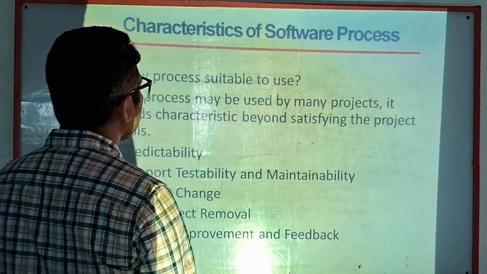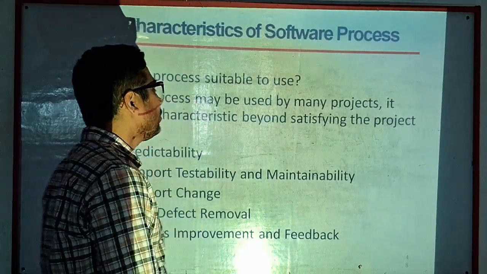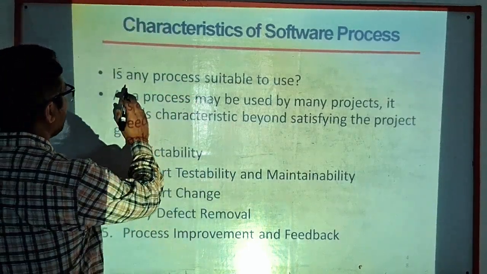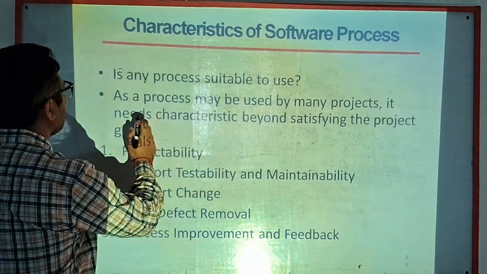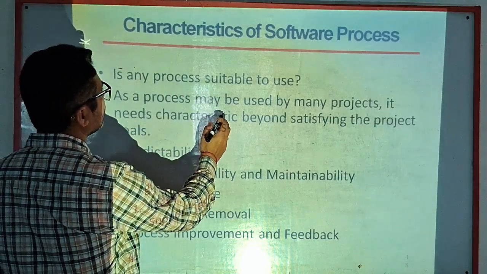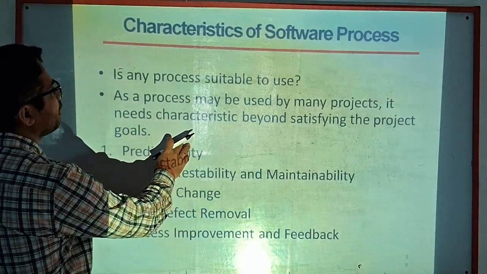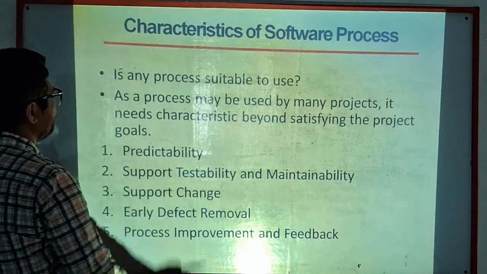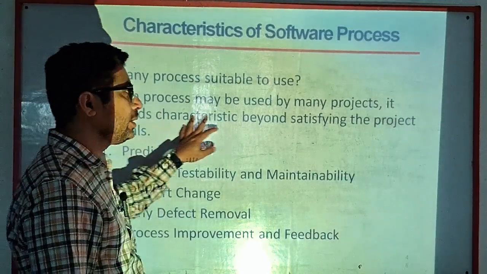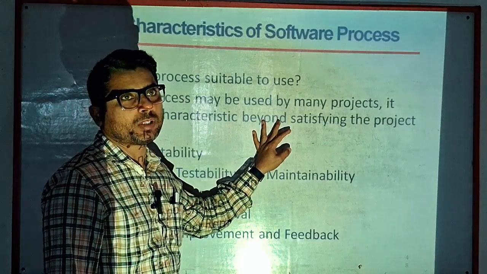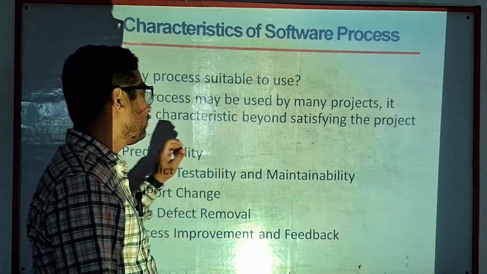Next we will see some of the characteristics of software processes. In any process, is any process suitable to use? As a process may be used by many projects, it needs characteristics beyond satisfying the project goals. So a process can be used if it has the characteristics needed in software development.